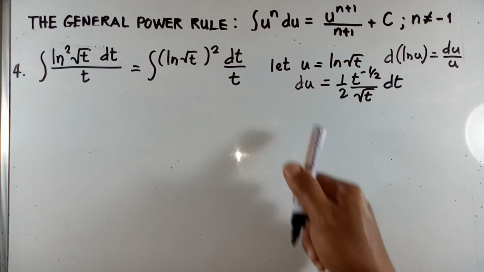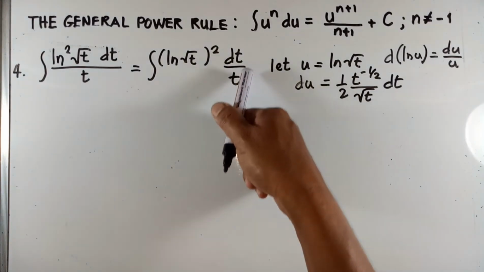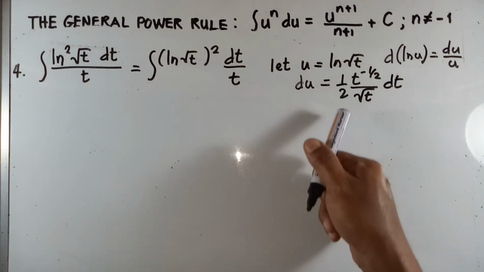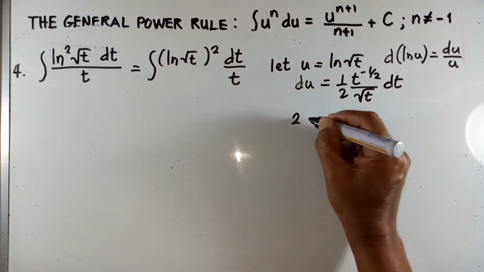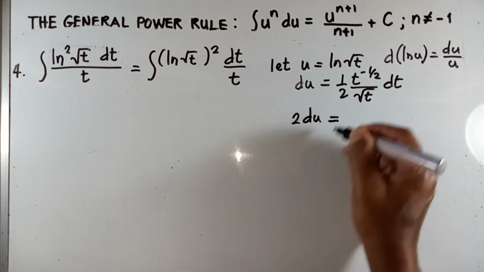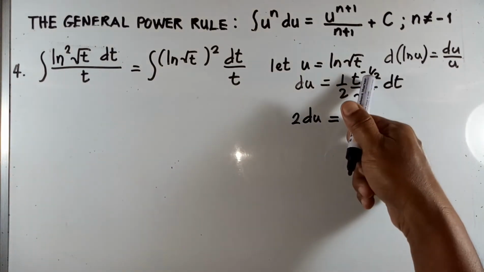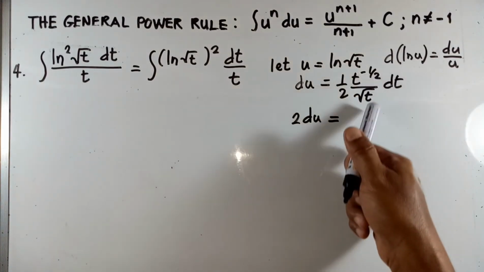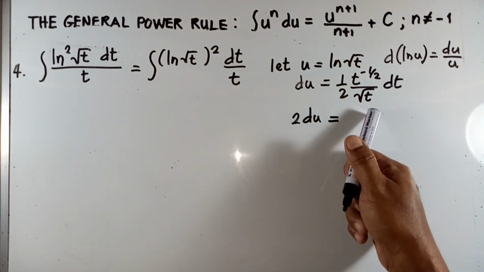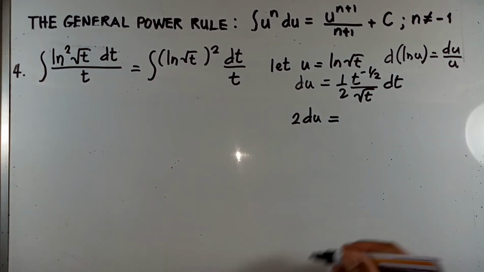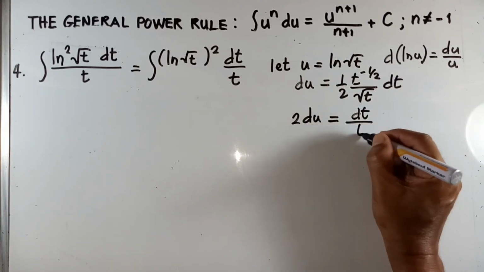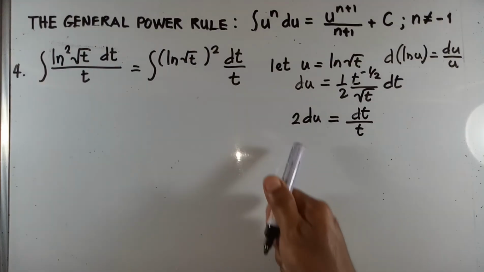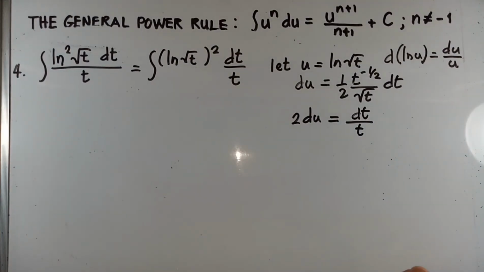And then after that, we are going to solve dt over t in terms of du. Kaya we need to multiply both sides by 2. So, I will have 2 du equals. So, yung t raised to negative 1/2, pag binaba natin, magkakaroon tayo ng t raised to 1/2 or square root of t. So, square root of t times square root of t equals t. Kaya we will have dt divided by t. So, 2 du equals dt over t.